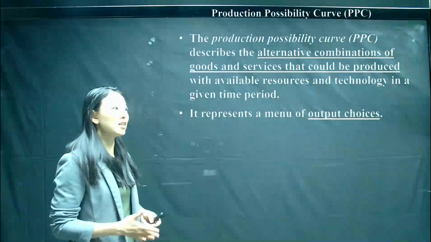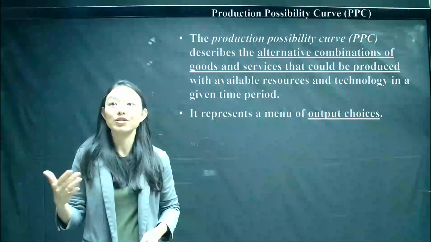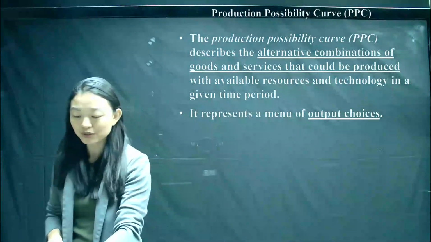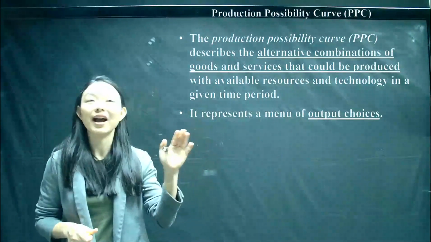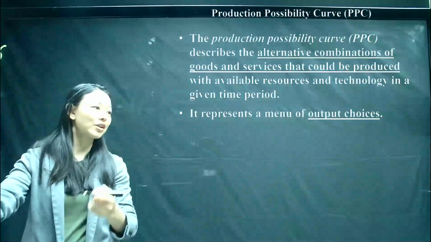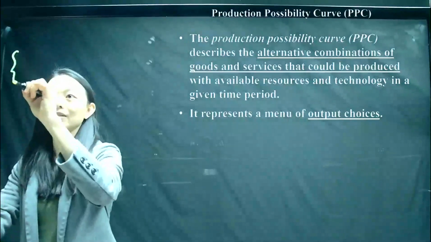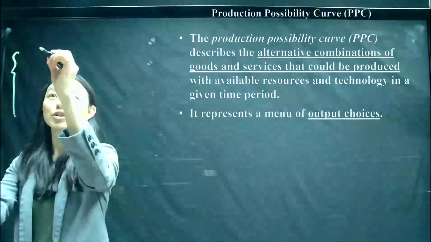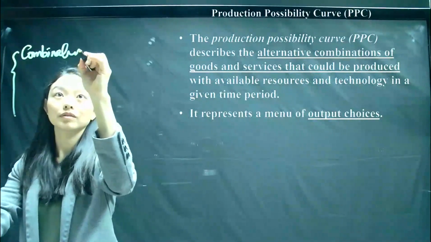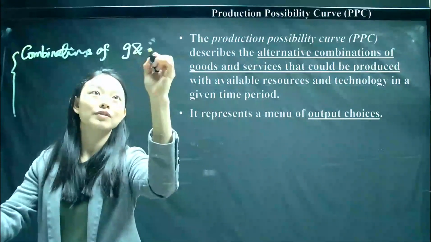Okay, so the PPC describes the alternative combinations of goods and services that can be produced based on the available resources and the technology in a given time. So in this part, I would like to say the PPC has three important points. Okay, so the first one is the combination of two goods. Let me just write it down. For example, it should have the combination of goods. Combinations of goods and services.